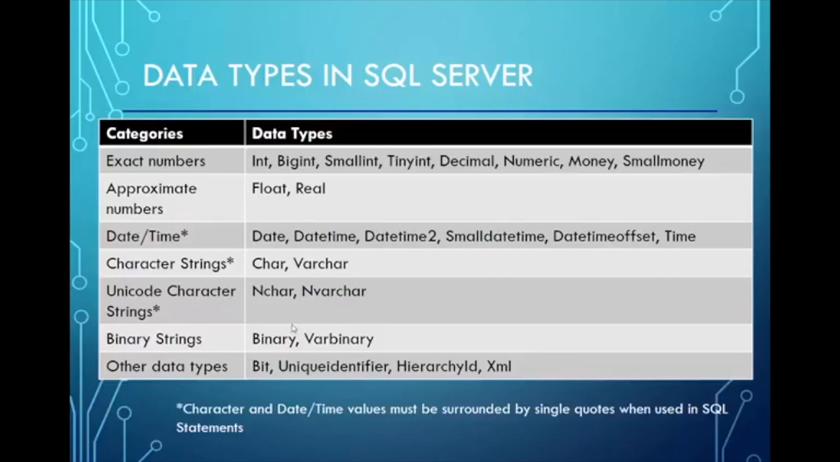Then there are date and time data types. There is a date time, a date time 2, a small date time, a date time offset, and simply a time. Date holds only a date. Date time 2 and small date time hold dates and times in varying ranges. The date time offset deals with different time zones, and the time data type only holds time.